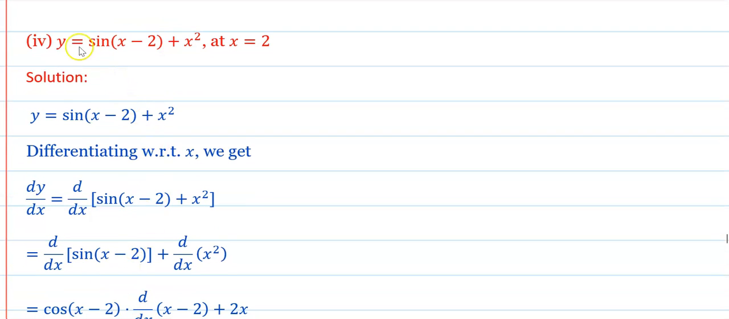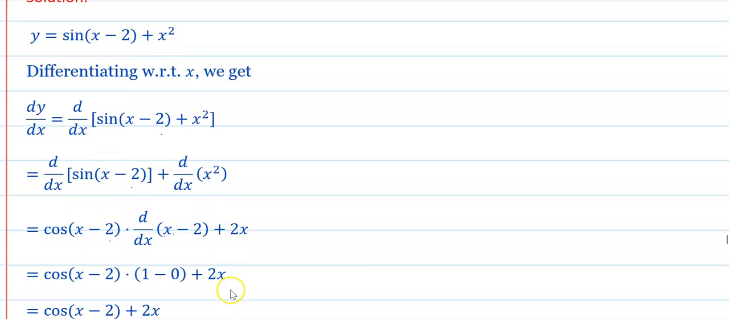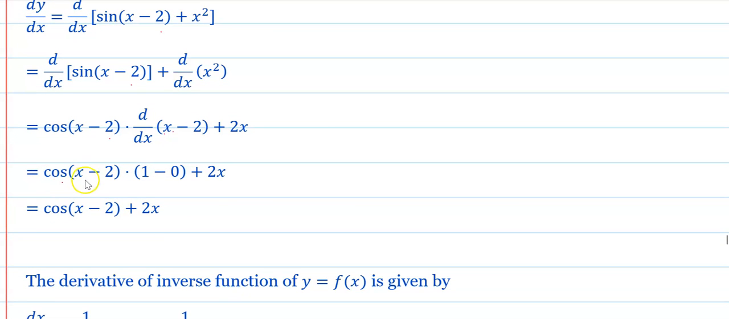Now the next question. y is equal to sine of x minus 2 plus x square at x is equal to 2. Again the derivative. Differentiate this with respect to x. d/dx of sine of x minus 2 plus x square. Derivative of sine of x is cos of x minus 2 into d/dx of x minus 2, because it is a composite. Derivative of x is 1, of 2 is 0. x square gives 2x. And hence cos of x minus 2 into 1 means cos of x minus 2, and here 2x.